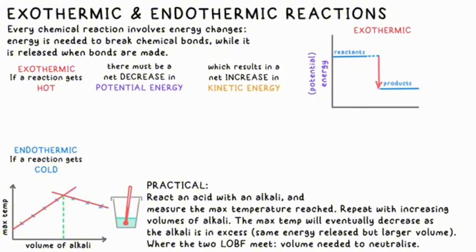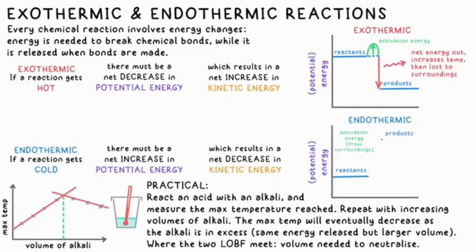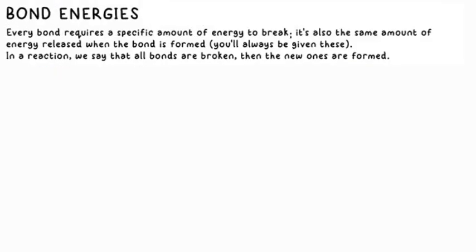Of course, fuel must need a spark to start it burning, which is why we draw this bump to represent the activation energy, the energy needed to get the reaction started. Here's an energy profile for an endothermic reaction too. Every bond needs a very specific amount of energy to break. For example, a carbon-hydrogen covalent bond needs 413 kilojoules for every mole of these to break them. If a mole of these are made, it's the same amount of energy released.